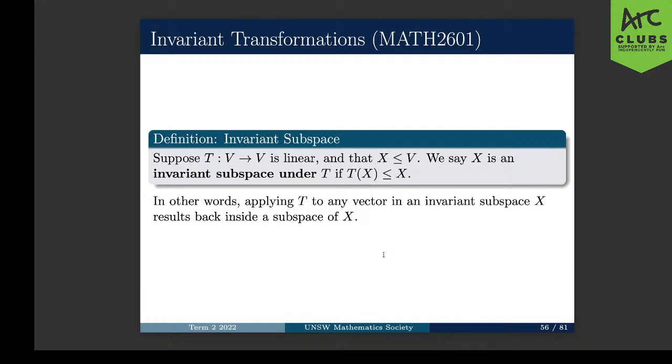Alright, moving on, let's deal with invariant transformations, and this is a 2601 only topic. So what are these? Well, we need a linear map first from the same domain to codomain. So let's say T is linear from V to V, and that X is a subspace of V. Then we say X is an invariant subspace under T if T of X is a subspace of X. This is the more formal way of saying that applying T to any vector in an invariant subspace X results back inside X.